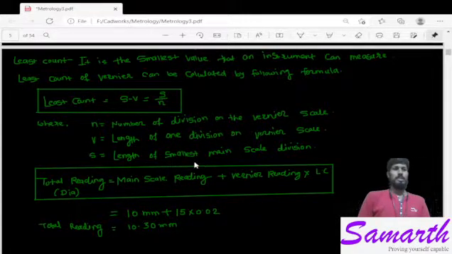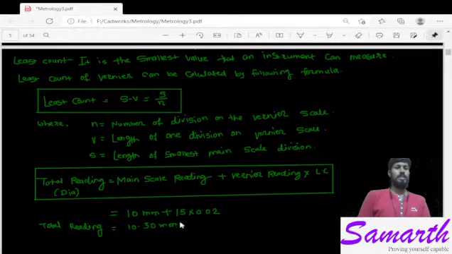Then S is the length of the smallest main scale division. It is 1 mm, right? In our example, how will we calculate the total reading? The main scale reading plus the Vernier scale reading multiplied by the least count. Here, let us say 10 mm is our main scale reading and the Vernier scale reading is 15.